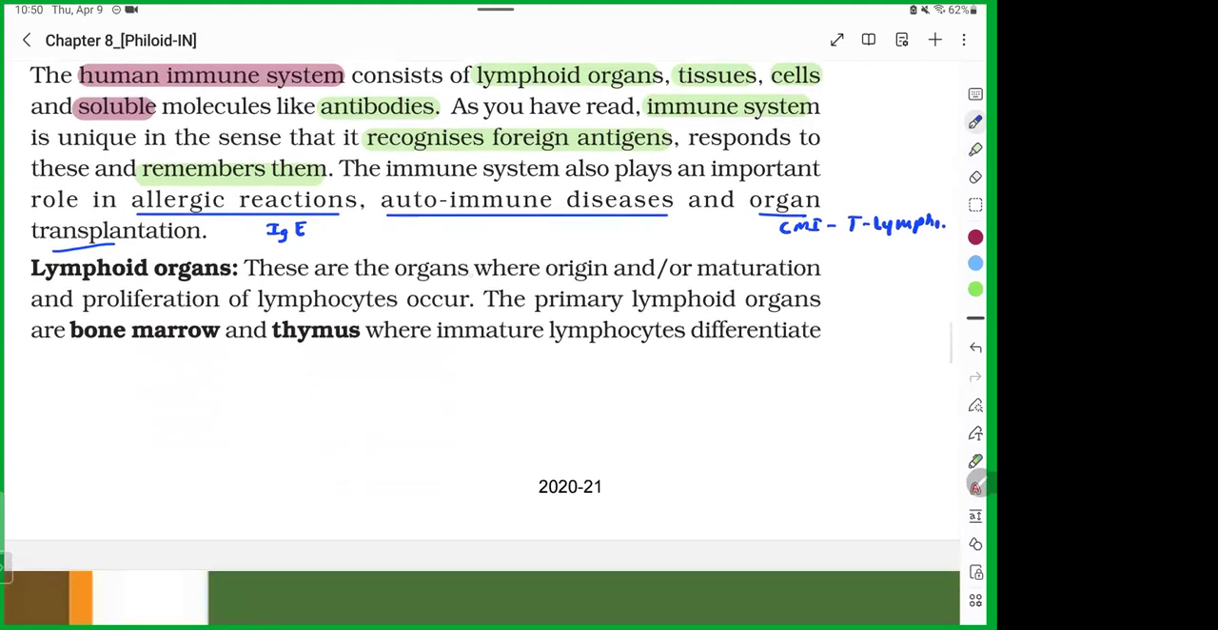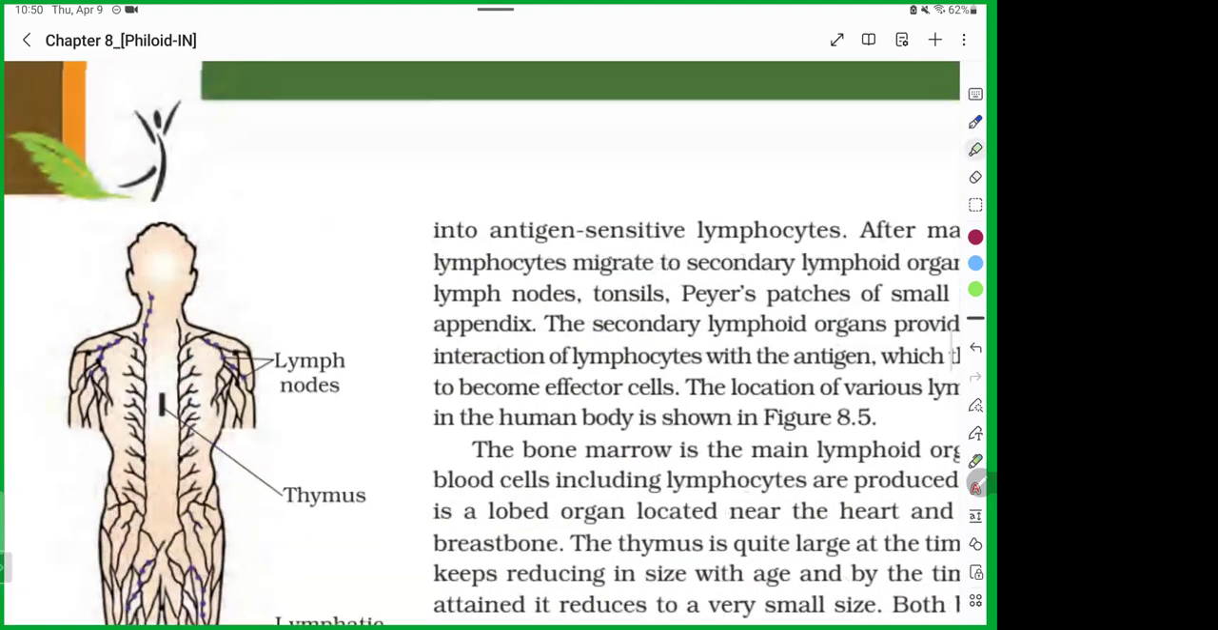Lymphoid organ is where origin as well as maturation and proliferation of lymphocytes occur. This definition is important. What is a lymphoid organ? An organ where lymphocytes originate, mature or proliferate. Right? The two primary lymphoid organs are bone marrow and thymus, where immature lymphocytes become mature and differentiate into antigen-sensitive lymphocytes. So this happens in the primary lymphoid organ, where immature lymphocytes become antigen sensitive.